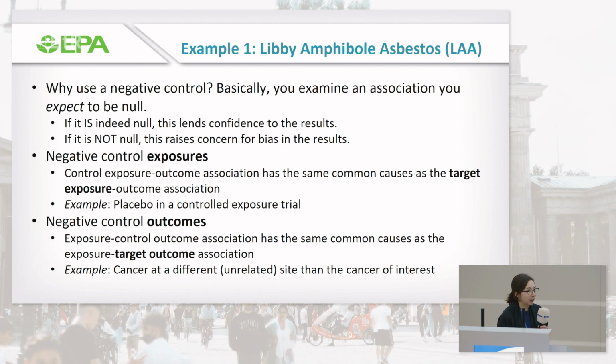So I think we're all pretty familiar with thinking about negative control exposures because of things like randomized controlled trials. So the placebo arm would be your negative control exposure. And analogously, we can think about negative control outcomes. So we would want to look at an association where we don't expect to see that there's something going on between the confounder and a negative control outcome. So an example would be looking at cancer that is at a different and unrelated site compared to your cancer that is of primary interest.